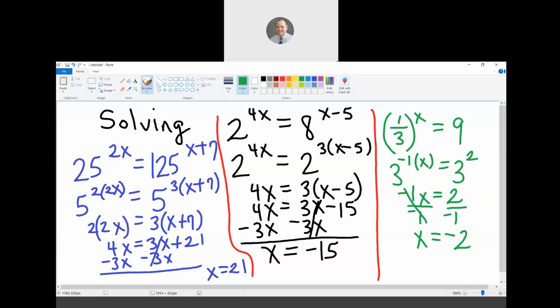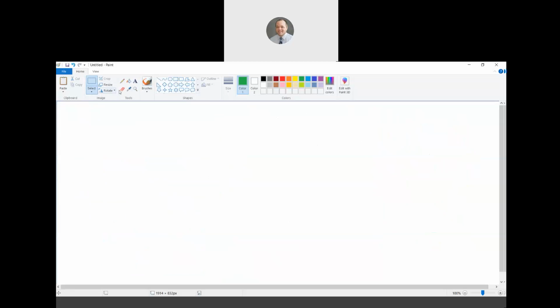Let's look at next how to solve a basic logarithmic equation. Let's say we have log base 4 of 3x plus 2, and that's equal to 3. And we need to solve for x.